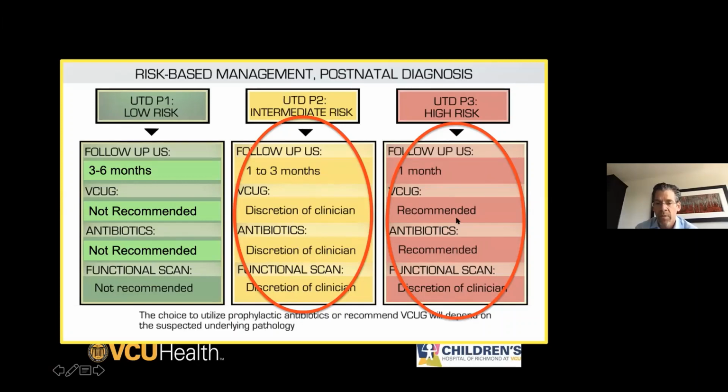With P3, most of us still are using prophylaxis. We do a VCUG. Certainly, I'm speaking here to unilateral kidney dilation. This is not patients that we feel may have bladder outlet obstruction. Okay, so this is just for unilateral kidney dilation.